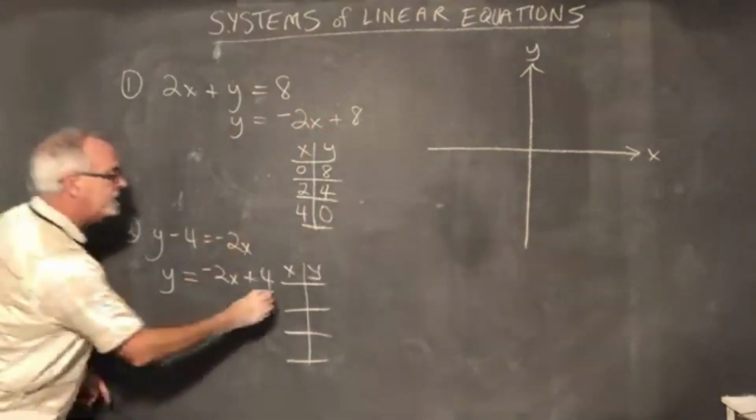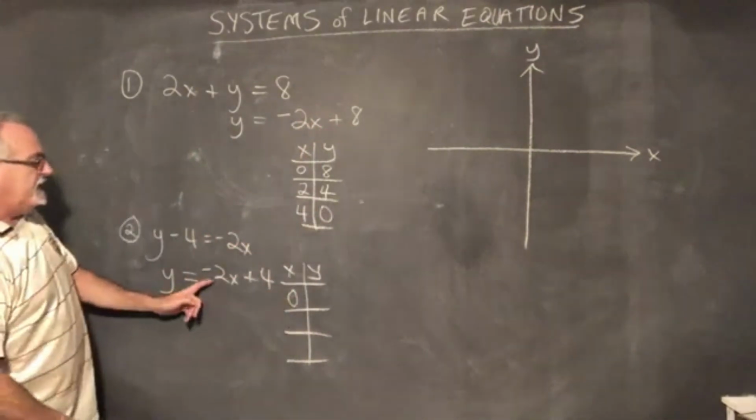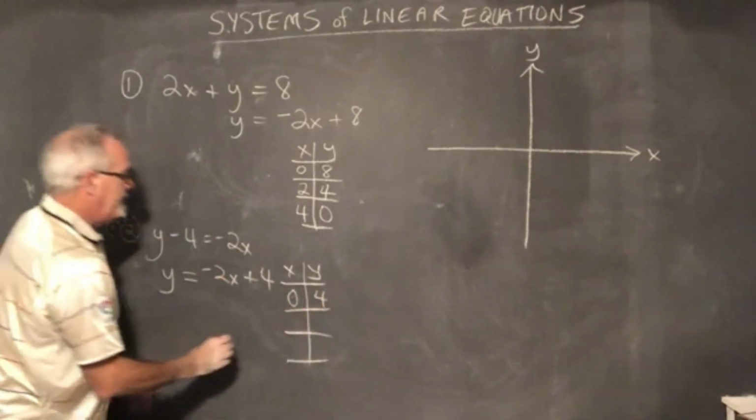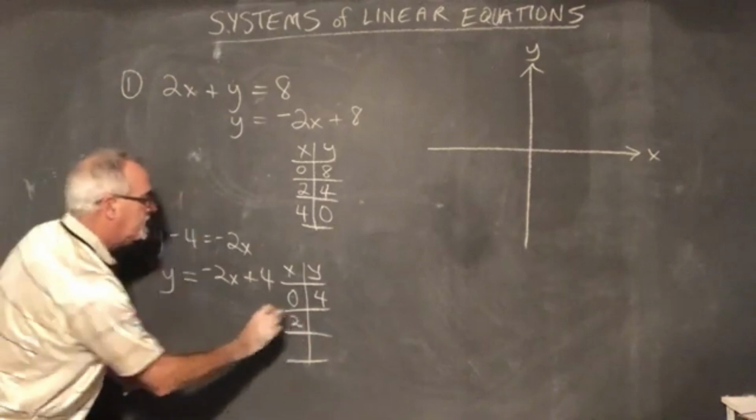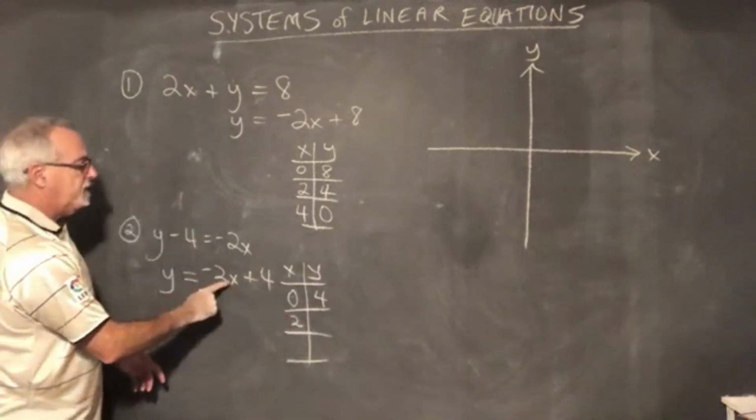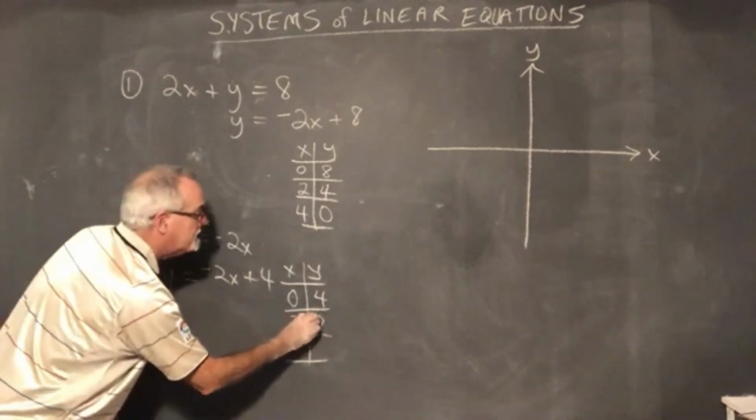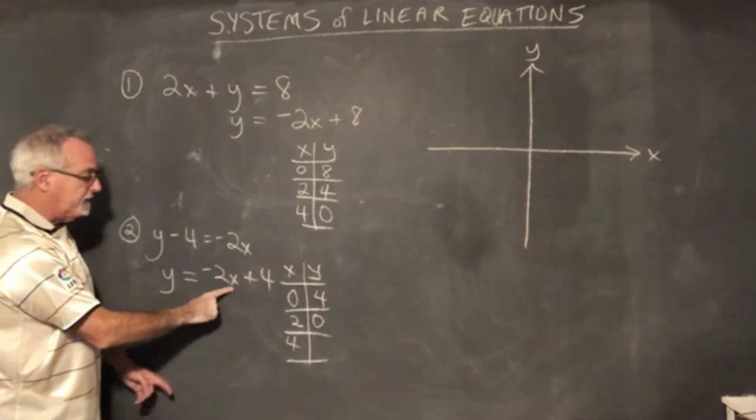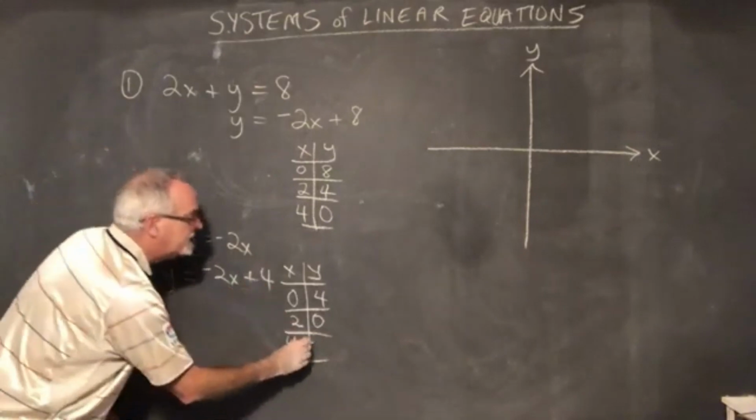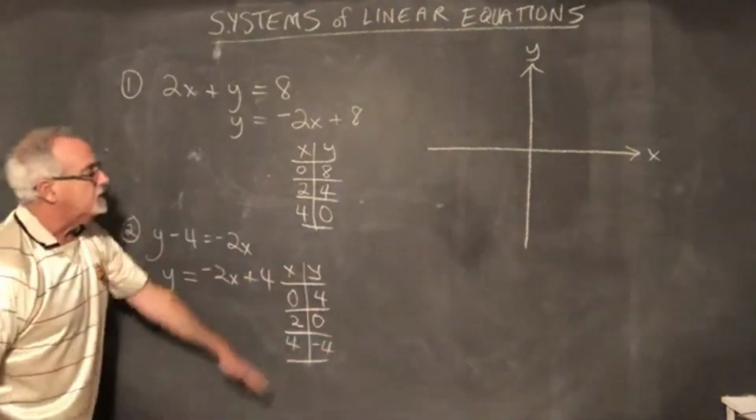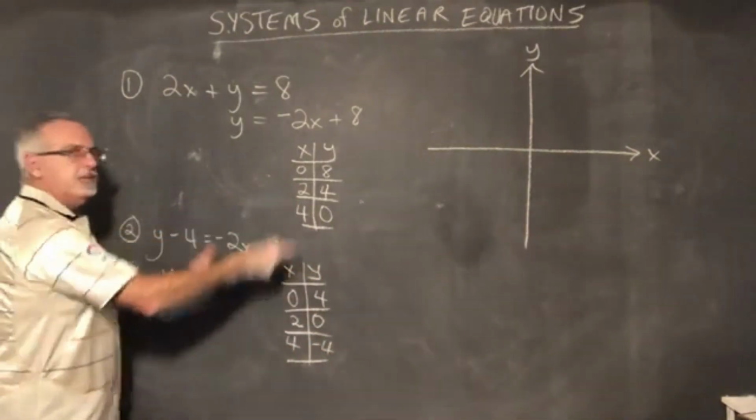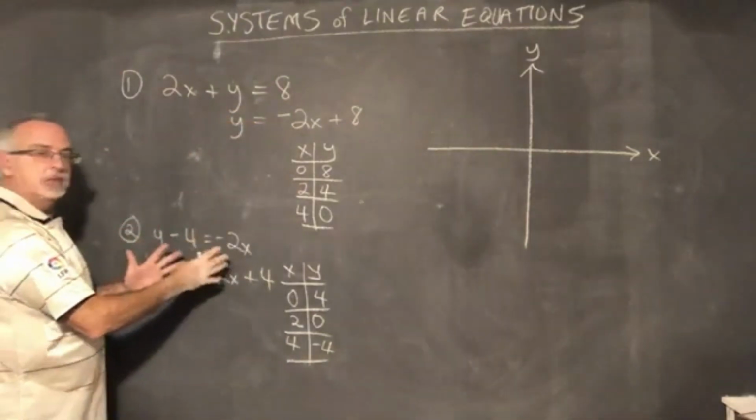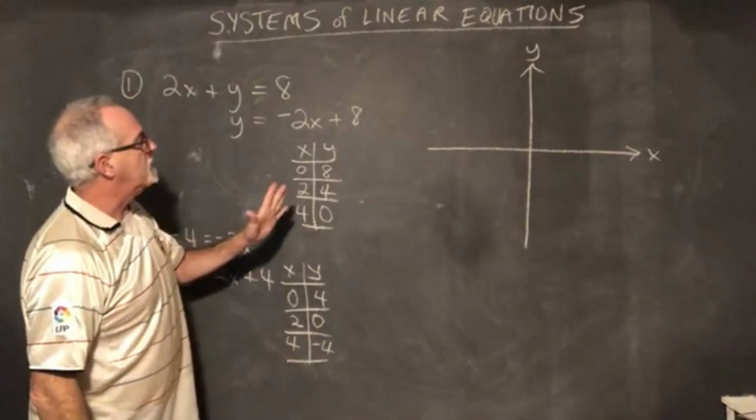Do the same thing here. If x is 0, negative 2 times 0 is 0 plus 4 is equal to 4. If x is 2, negative 2 times 2 is negative 4, and negative 4 plus 4 is equal to 0. And if x is 4, negative 2 times 4 is negative 8, and negative 8 plus 4 is negative 4. They're not identical tables of values, but filling them in was very similar for the two of them because the structure of the equations was so close to being the same. They aren't the same, but they were close.